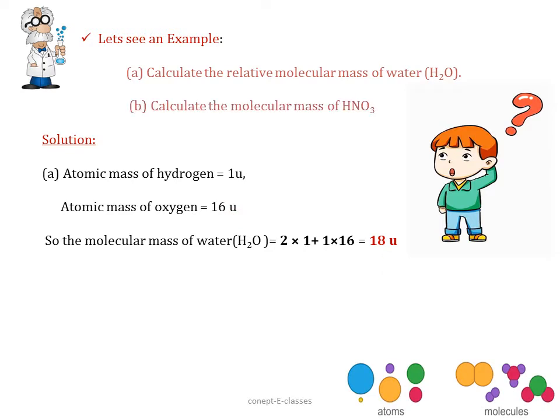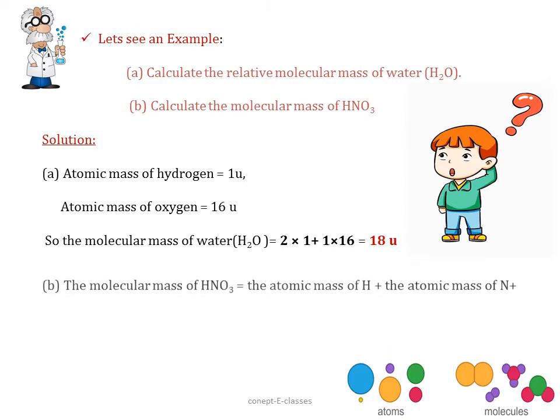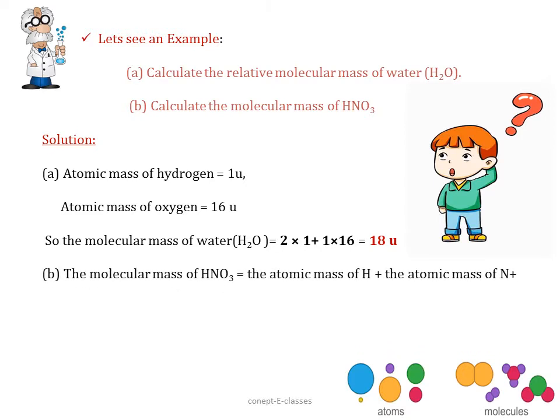Now let's calculate the molecular mass of HNO3. The molecular mass of HNO3 is the atomic mass of hydrogen plus the atomic mass of nitrogen plus 3 into the atomic mass of oxygen. The atomic mass of hydrogen is 1, the atomic mass of nitrogen is 14, plus 3 into the atomic mass of oxygen, 16, which is 48. So the molecular mass of HNO3 is 63 u. Like this, we can calculate the molecular mass of a compound.